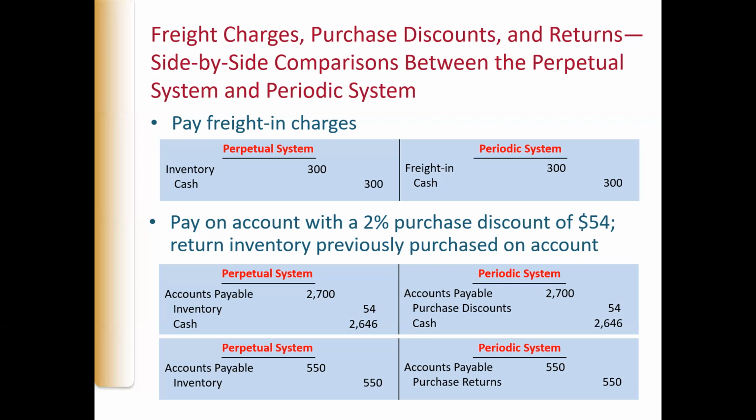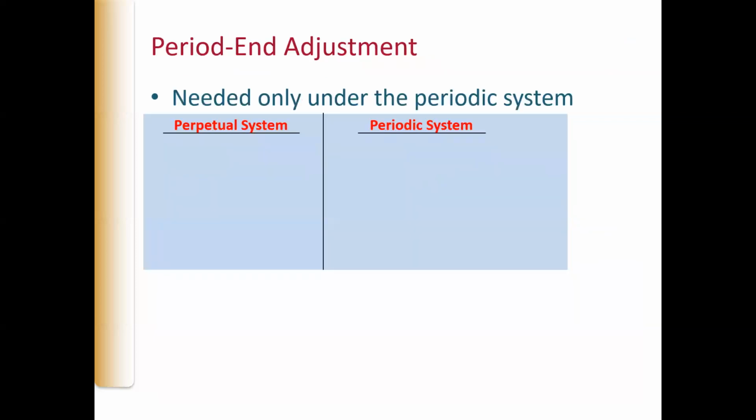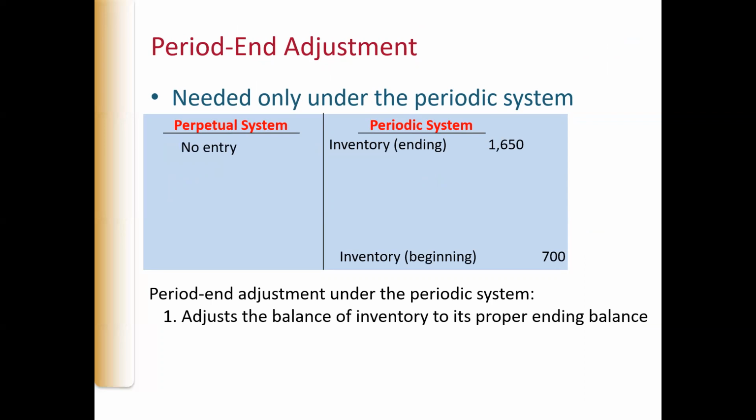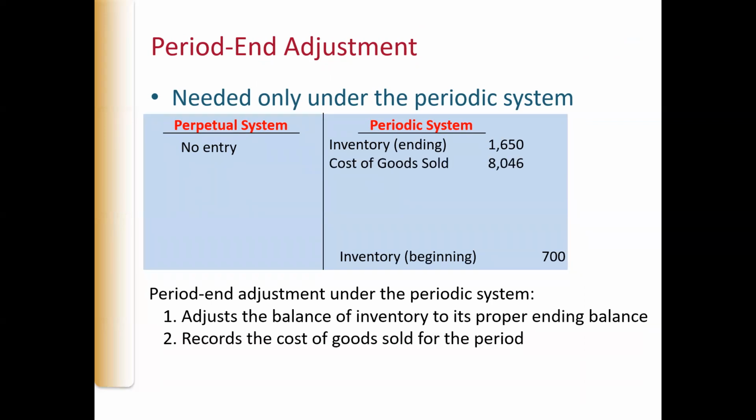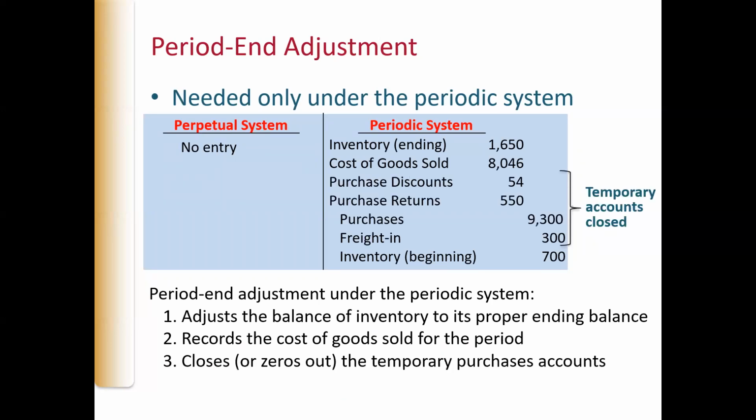Okay, does that make sense? Only under the periodic system do you have to do an adjustment at the end of the period. You need to show the ending inventory. And the way we do that is we get rid of, record the cost of goods sold for the period, and these accounts, purchase discounts, purchase returns, freight in, and purchases all get zeroed out. Okay, they all get zeroed out.